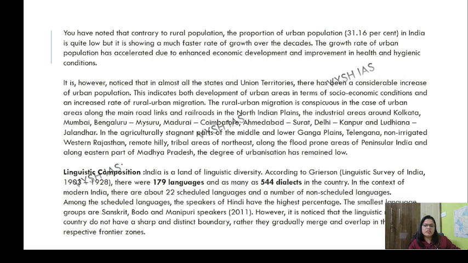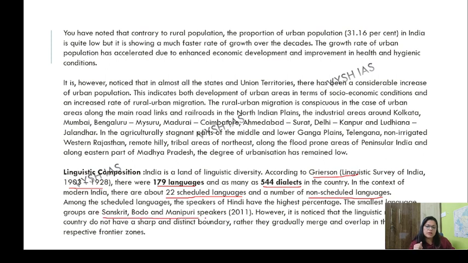Then we talk about the linguistic composition. We know this, that we are a linguistically diversified nation. According to the Grierson Linguistic Survey of India, 1903-1928, there are 169 languages and as many as 544 dialects. This is what we are talking about at the national level. If you just move 10-15 kilometers or 50 kilometers away from your house, you'll see a change in the dialect as well. There are about 22 scheduled languages, and just read it.